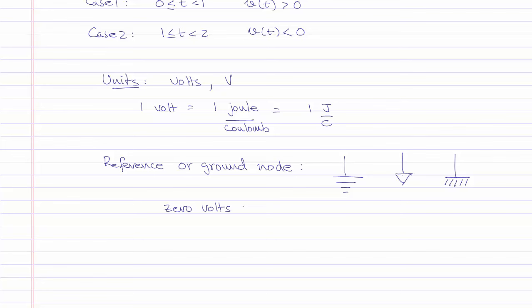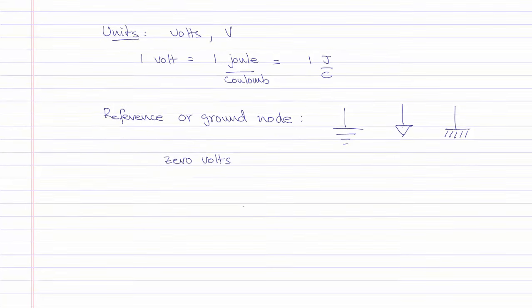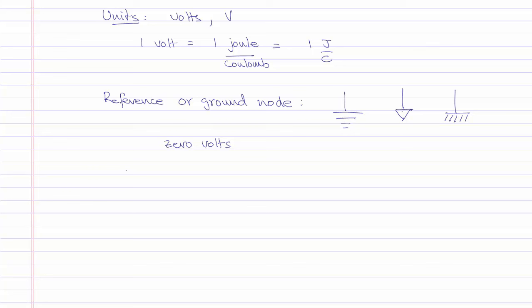For example, we can draw an element and connect one end of the element to ground. Let that be the node B, and the other node of the element is at node A. Then the voltage at node A will be measured with respect to B, with the understanding that the voltage at node B is 0.